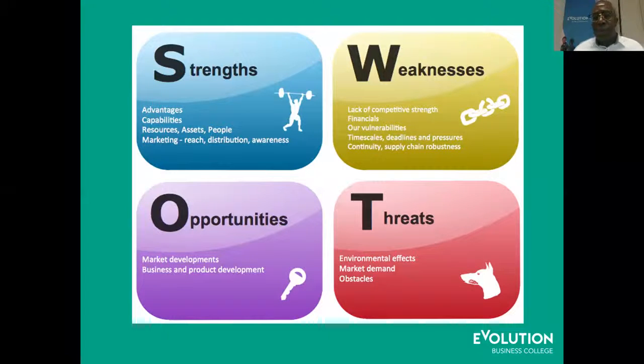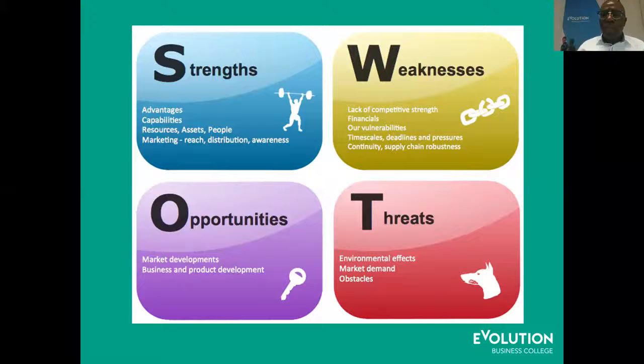And then talk about the threats. Obviously, one of the threats could be competition. One of the threats could be environmental effects. What are the threats and what are the market demands? The threat could be the prices. The threat could be the supply of oil. The threat could be the supply of airplanes themselves. Say, well, there's a rising cost in maintaining airlines.